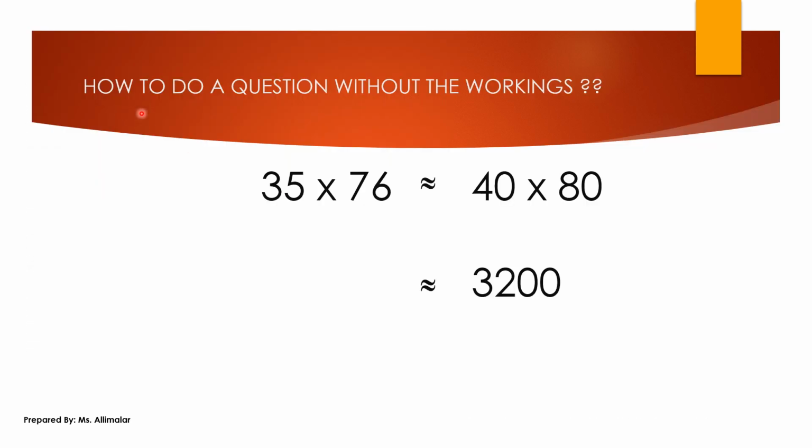Okay, now how to do a question without the workings? Like how to actually solve a question, but you don't need a paper or a pencil. How? Now let's look at the question here. The question is 35 times 76. Since this is an approximation, this answer is not the accurate answer. Approximation means you just estimate. It's not an accurate answer.